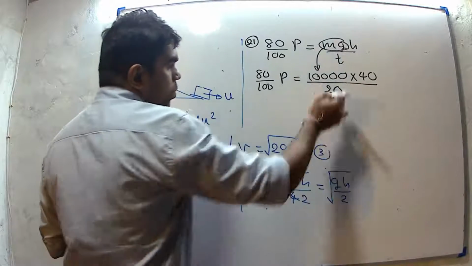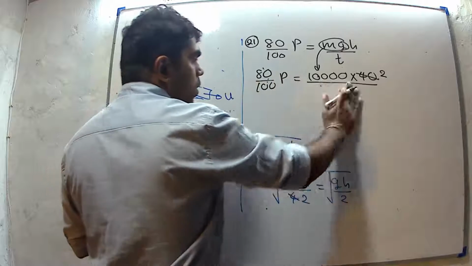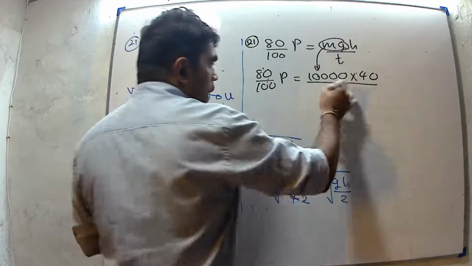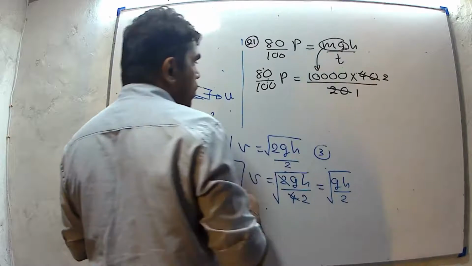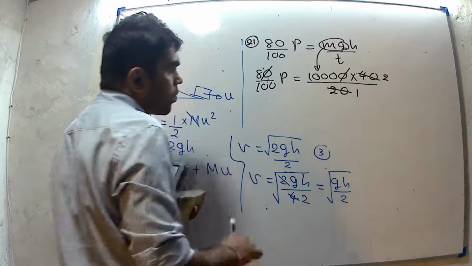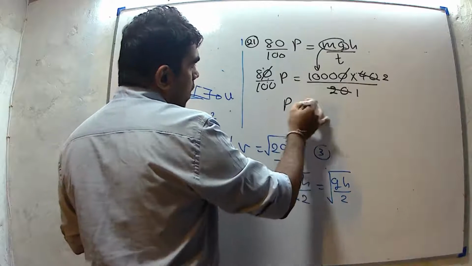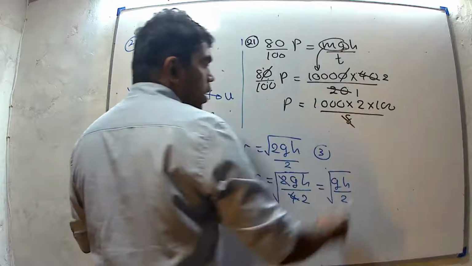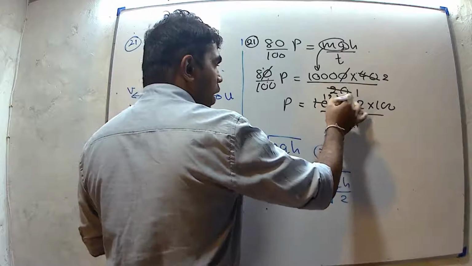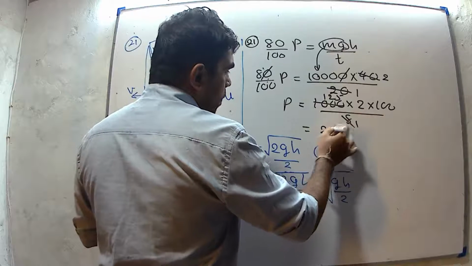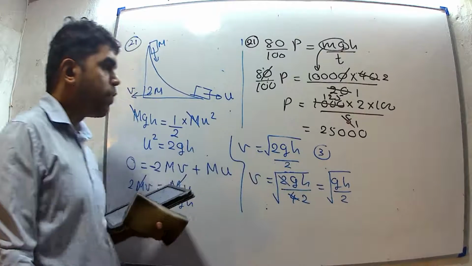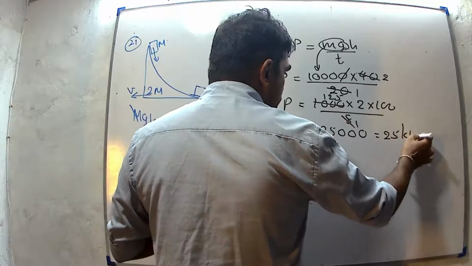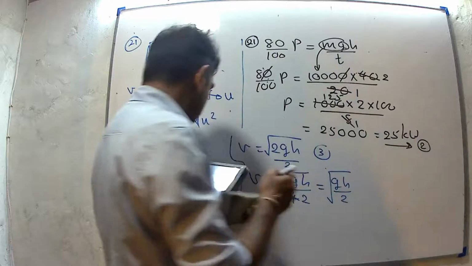Then we can find the P value. 80% of P should be equal to mg, 10,000 into 40 into time 20 seconds. Divide by 2, divide by 2 again. We can cancel out a 0. Then P is 1000 into 2 into 100 divided by 8. Divide by 8, 125. 250, 2 zeros, 25,000 watt. It means 25 kilowatt. Then the answer is 2 for question number 22.